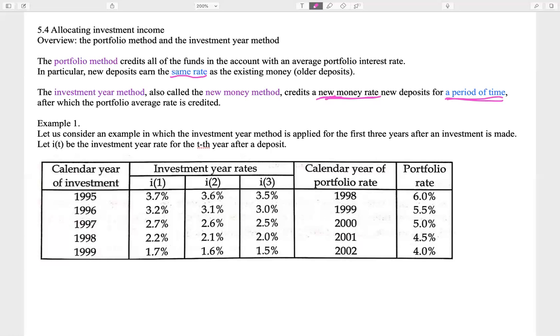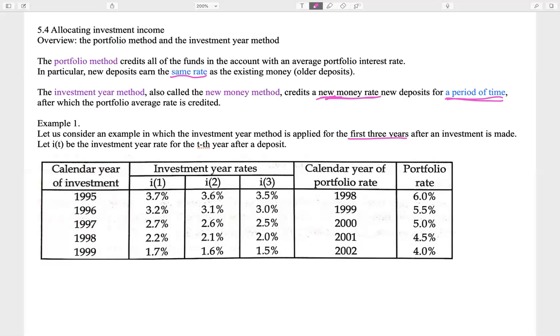So let's focus on an example to get a better idea of these two methods. Let's consider an example with the investment year method, which is applied for the first 3 years. This means, let's say I make a deposit today. In the first year, I will get a different rate. In the second year, I will get another rate. In the third year, I will get again another rate. After that, I will be getting the same rate as the funds that are already in the investment fund.